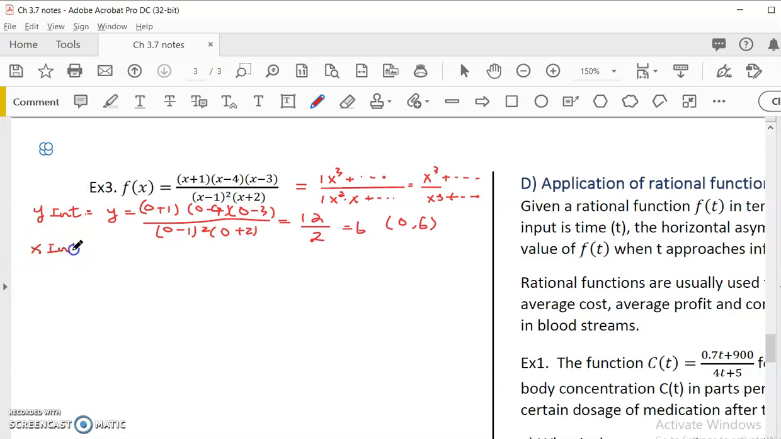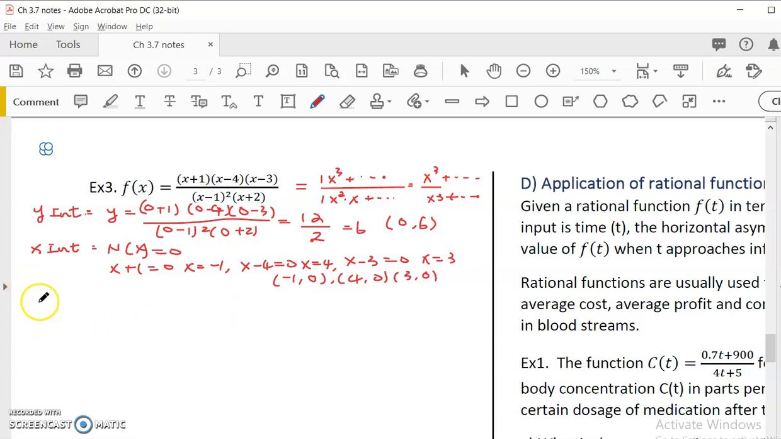X-intercepts, we have to solve something because we want y equal to 0. So this whole thing will become 0 when the numerator is equal to 0, after canceling the common factor. Because there's no common factor, every single one of them would be an intercept. X plus 1 equal to 0, x equals negative 1. X minus 4 equal to 0, x is equal to 4, right? X minus 3 equal to 0, x equals 3. So you have 3 x-intercepts, which is a lot: (negative 1, 0), (4, 0), and (3, 0).